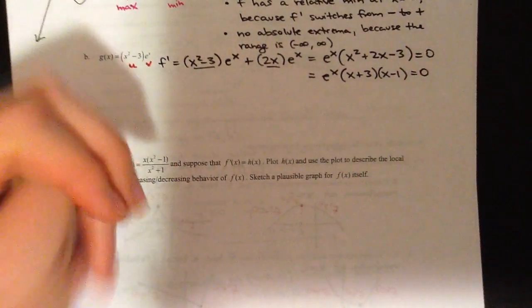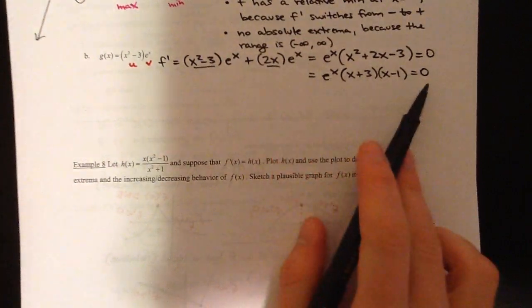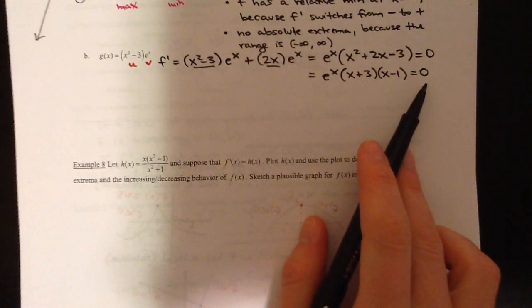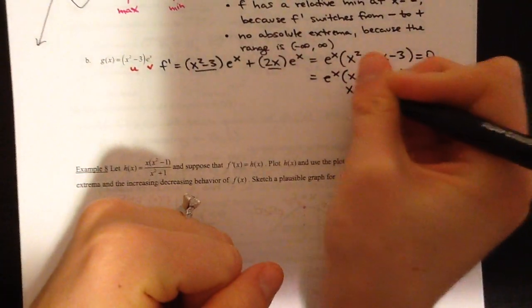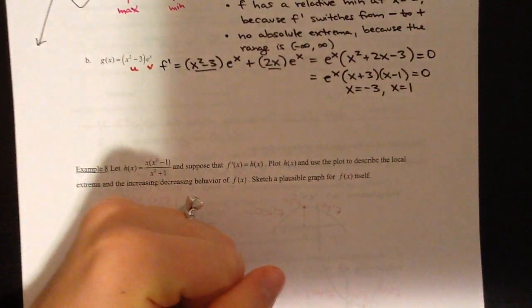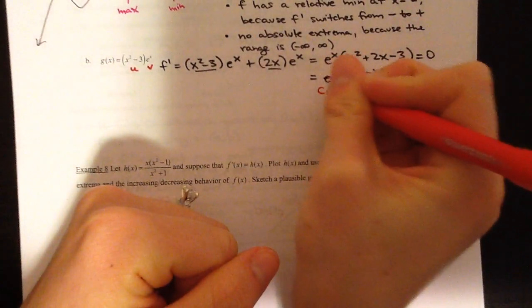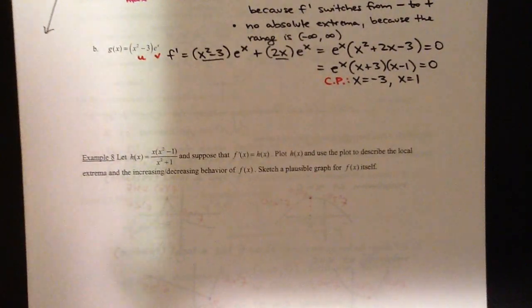So I can basically set them all equal to 0 and see what I get. If I set e to the x equal to 0, I don't actually get anything because e to the x will never be 0. So that gives me nothing. But I get negative 3 and I get positive 1. And remember, we're going to label those. Those are my critical points. Okay, so 2 critical points to work with.